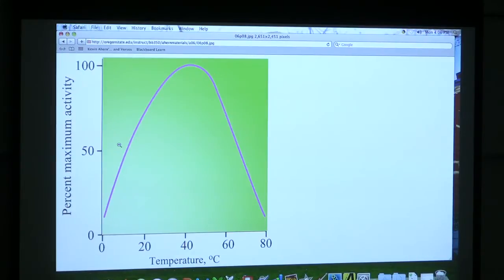Here are the temperature effects I was thinking about earlier. We see that enzymes, not surprisingly, do in fact have a range of temperatures over which they work optimally. This is the percent maximum activity on the y-axis against the temperature on the x-axis. And we can see that for this particular reaction, the ideal temperature is around 40 or so degrees. And not surprisingly, 40 degrees centigrade is around our body temperature.